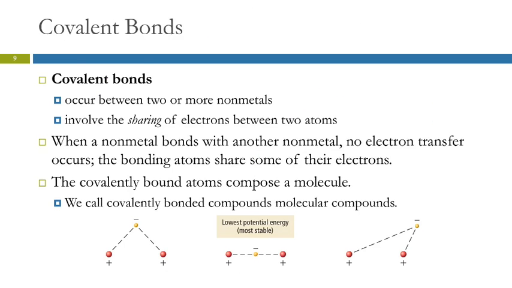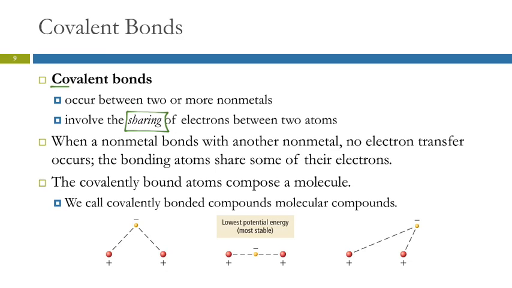Covalent bonds, co is a prefix that means sharing. So here we have the sharing of electrons. This is going to happen between two or more nonmetals. Metals aren't good at sharing electrons. They're like, no, you just take it.